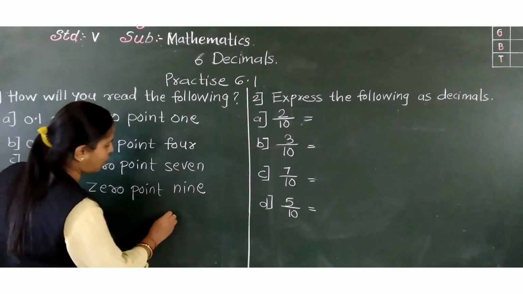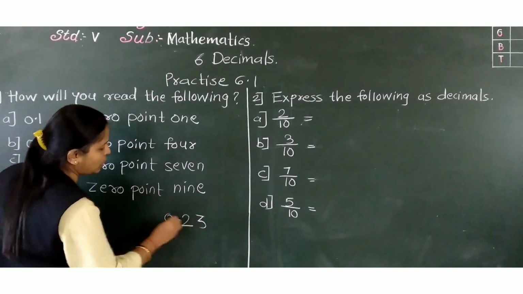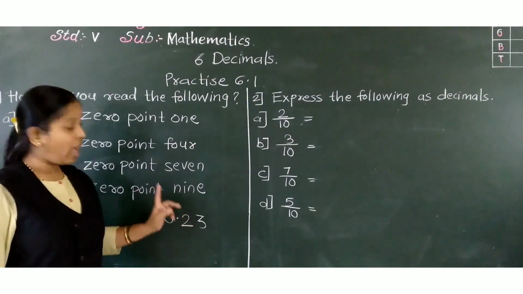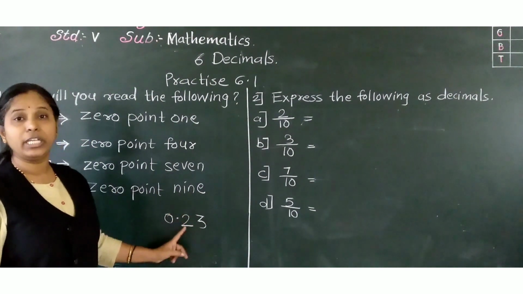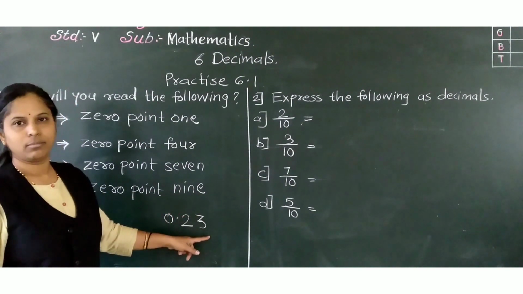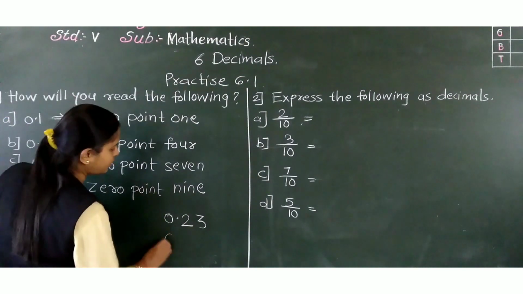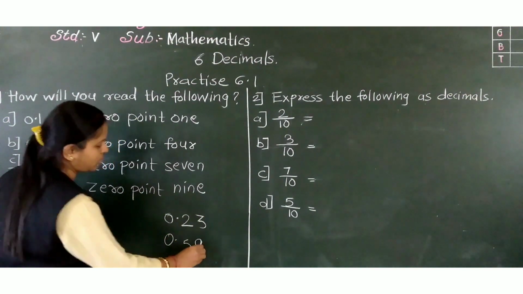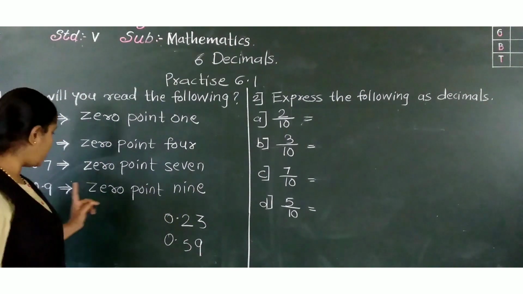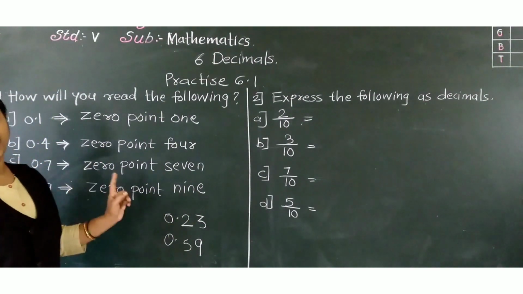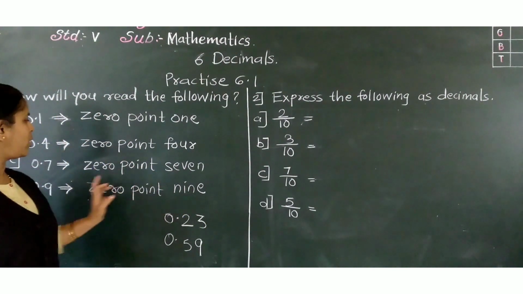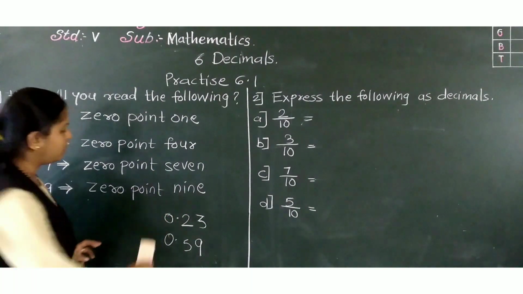Means see now. So how will you read this? 0.23? No. After the decimal we have to read each digit separately, means 0.2 3 like that, or 0.5 9. Understood? After the decimal we have to read each digit separately. So here 0.1, 0.4, 0.7, 0.9 like that.